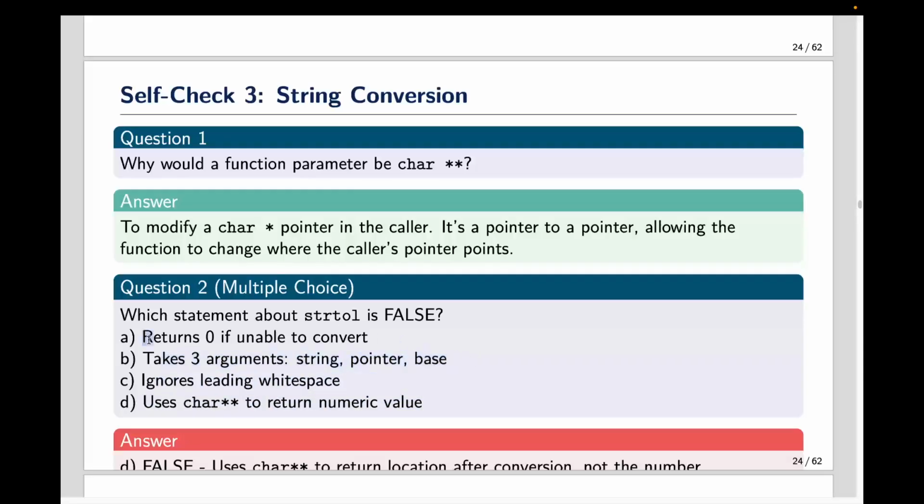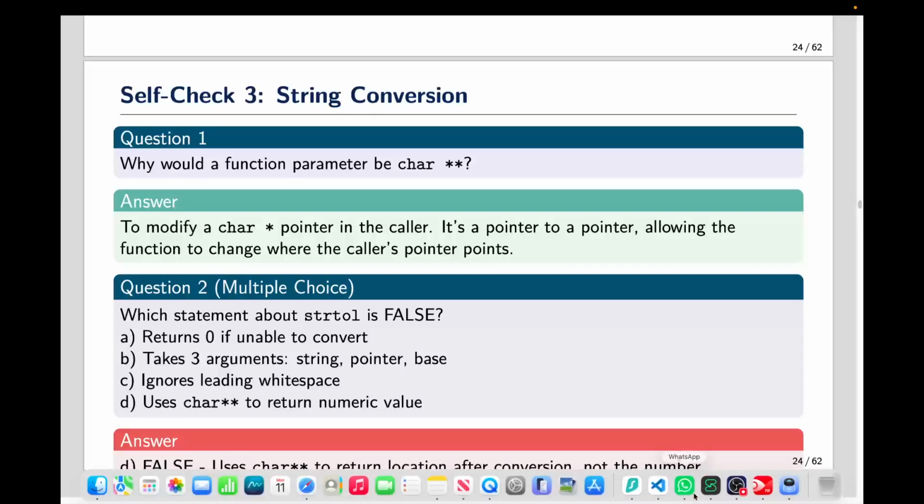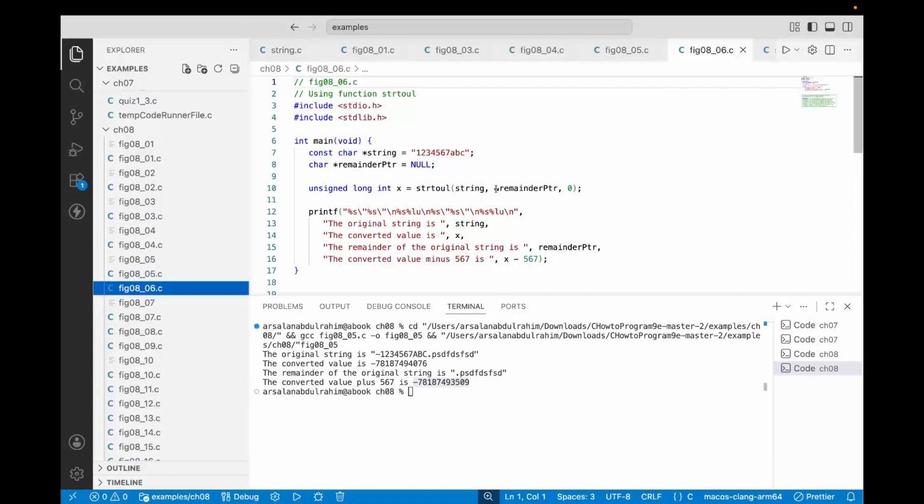You already know, it returns 0 if unable to convert. That's also true. So this is used to return the location after conversion, not the number. So char** is a pointer to a pointer, which is being given with the & symbol over there inside your library. So this & is actually giving a pointer. So it's updating the location of a pointer, which is a pointer to a string.